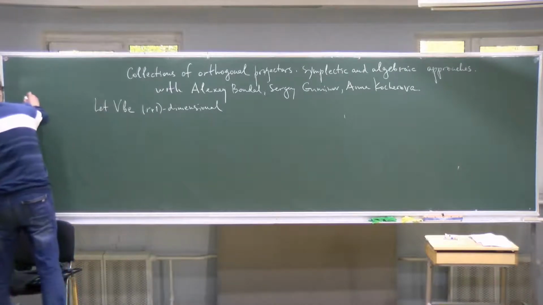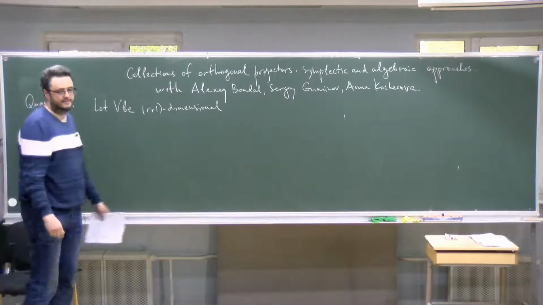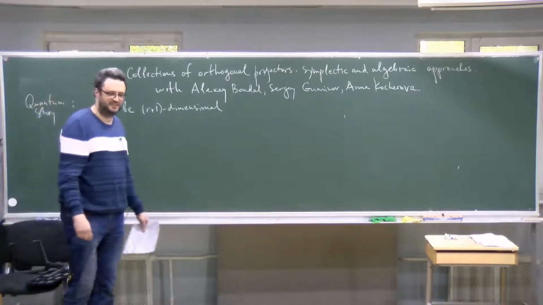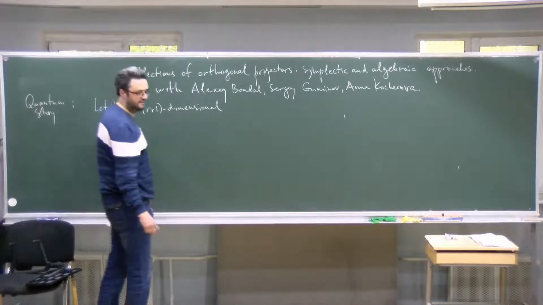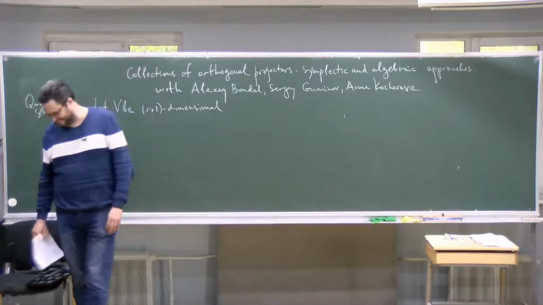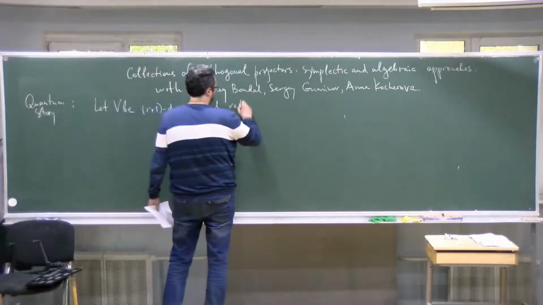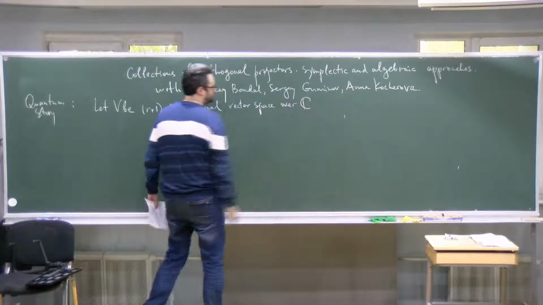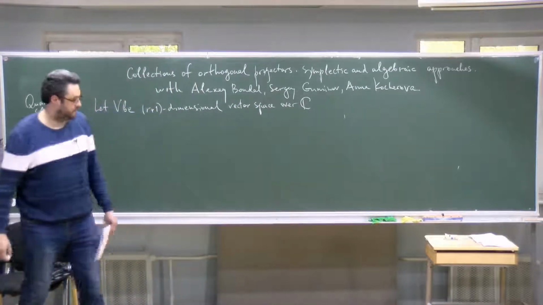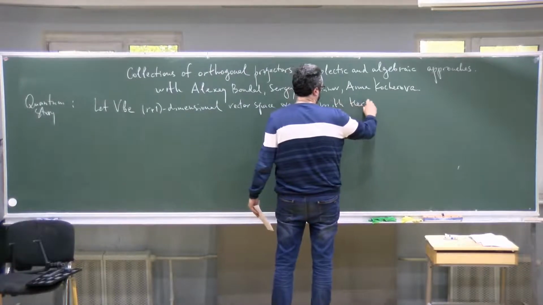Firstly, I will recall some quantum story. Let V be R plus one dimensional vector space over complex numbers with Hermitian metric.